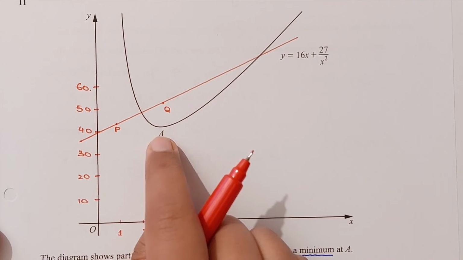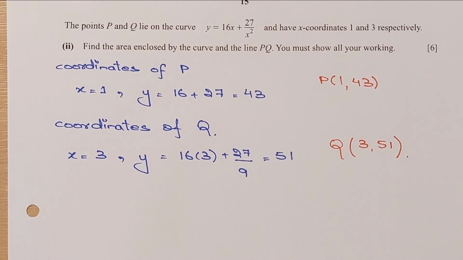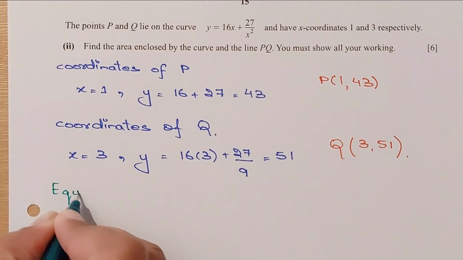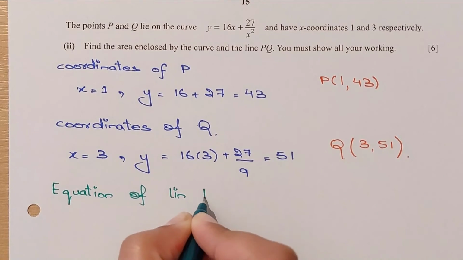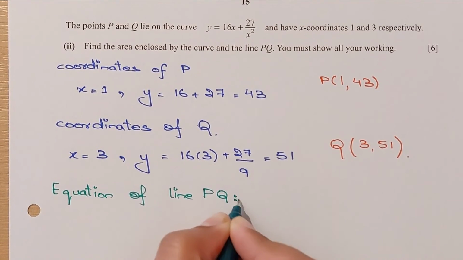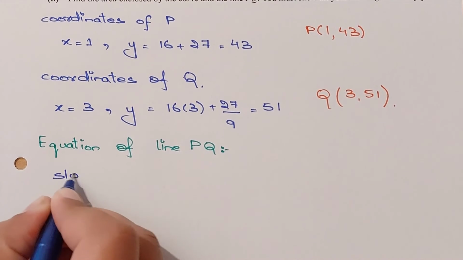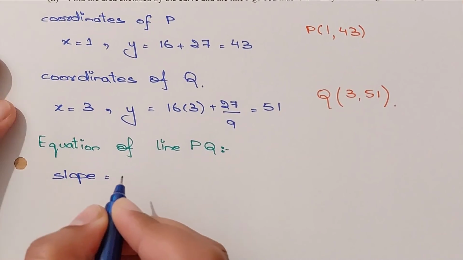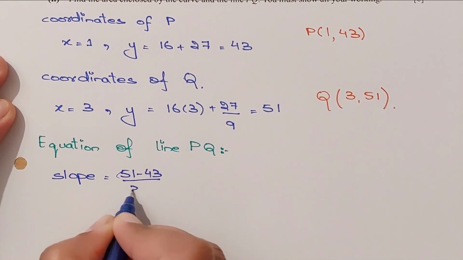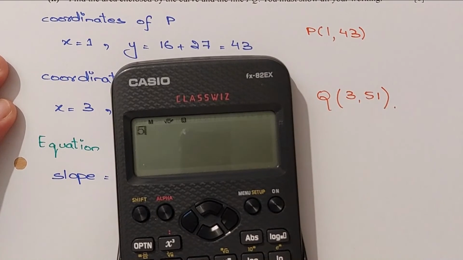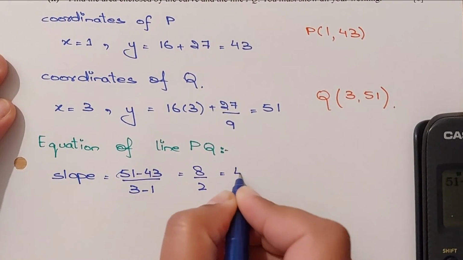Basically we have to find the area between the curve and the line. So let me find the equation of this line first, the equation of line PQ. First we have to find the slope of the line PQ. Slope is y2 minus y1 over x2 minus x1: 51 minus 43 divided by 3 minus 1. 51 minus 43 is 8, divided by 2, which is equal to 4.